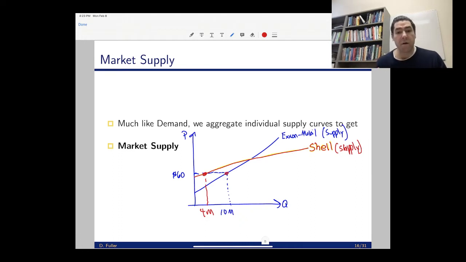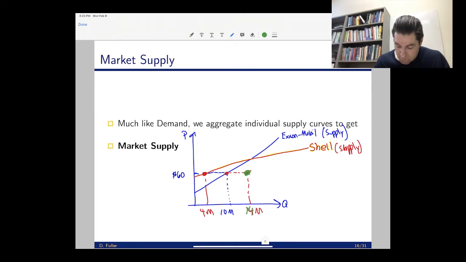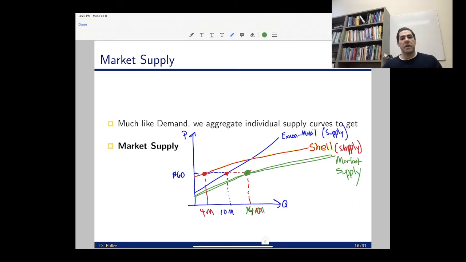So I can derive the market supply curve by adding up the individual supply curves at each price, right? So at $60, it's 14 million. Is my individual supply curve. So maybe I'll switch colors here to green for the market supply curve, right? So market supply is always going to be kind of an addition of everybody else. Okay, so I just add up the individual supplies at each price. That gives me market supply. Pretty straightforward. So you did an example in homework 3 of this. You have another example in homework 4 for suppliers.